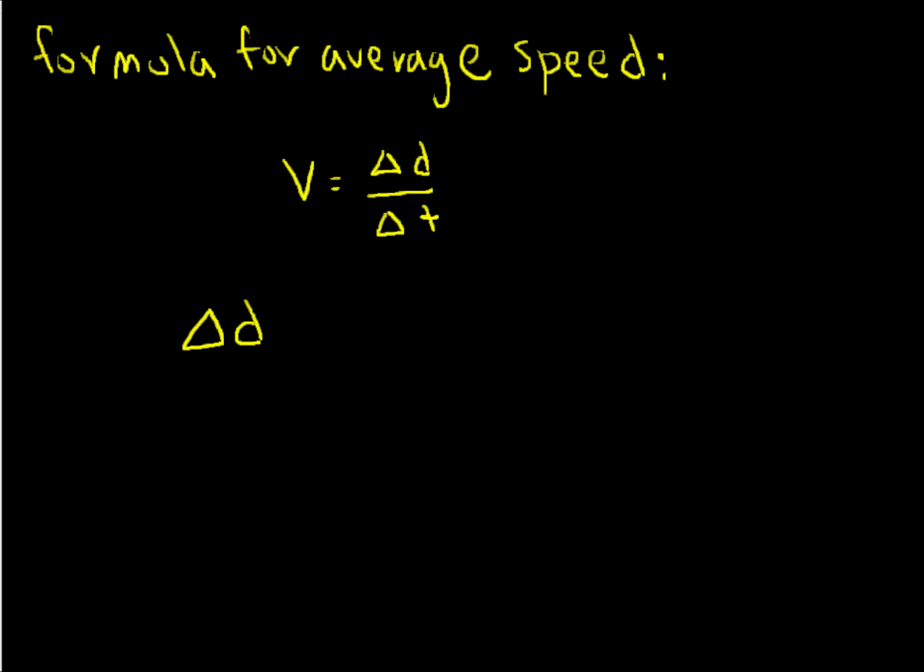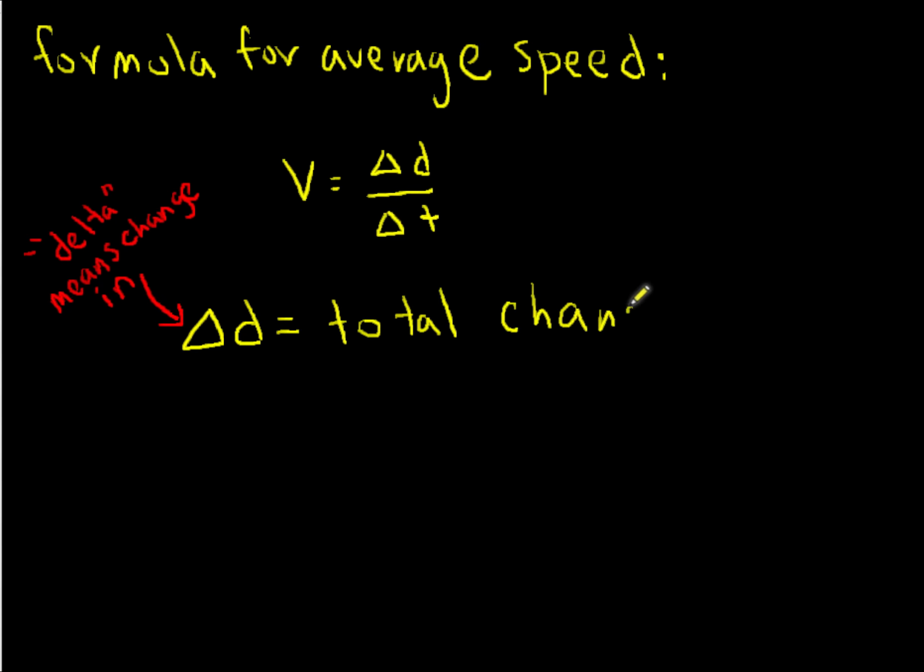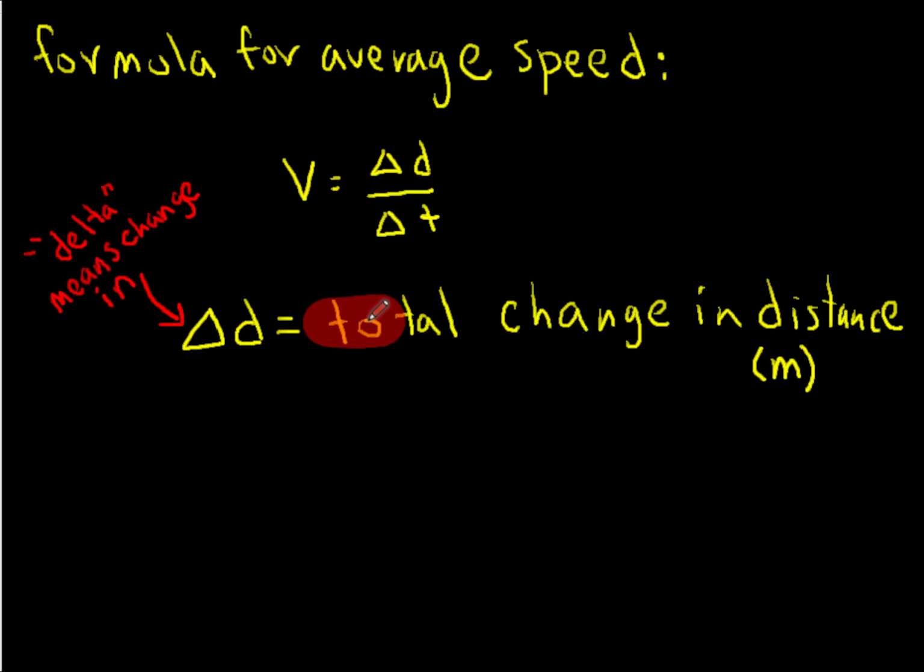This little triangle symbol that you see there is the Greek letter delta. Delta is placed in a formula to signify that we mean change in the symbol it's next to. Delta d, for example, means the total change in distance. Very important in this definition is the word total. Total means we add up all the distances traveled.